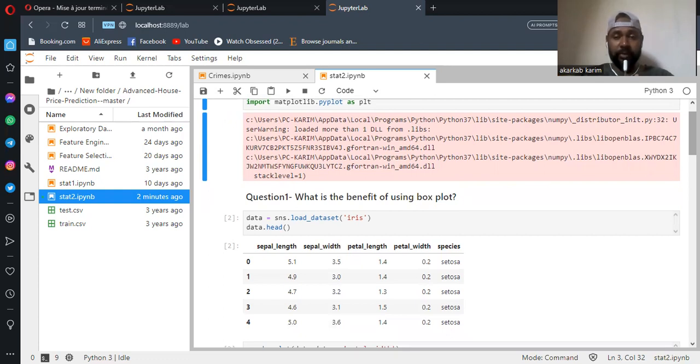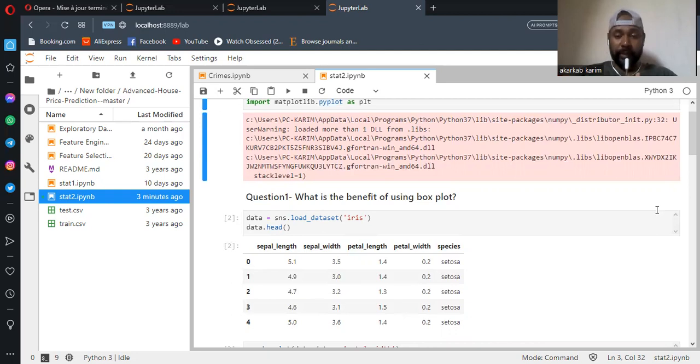To show you this box plot, I use the Iris dataset. It's a famous one that exists in Seaborn for educational purposes, for anyone interested in data science who wants to discover their skills. Here in this dataset, we have data equal to sns.load_dataset, a function integrated in this package, where I give the name of the dataset. In our case, it is iris.